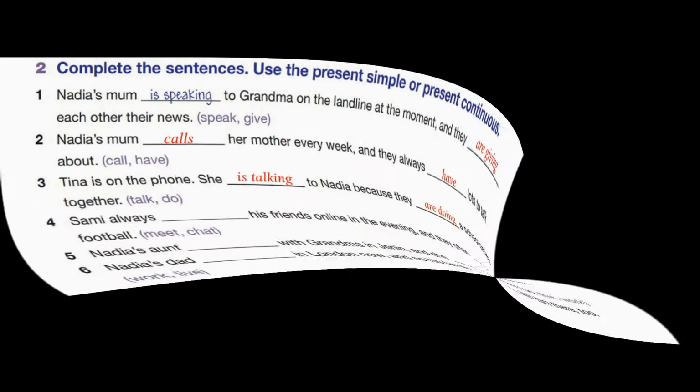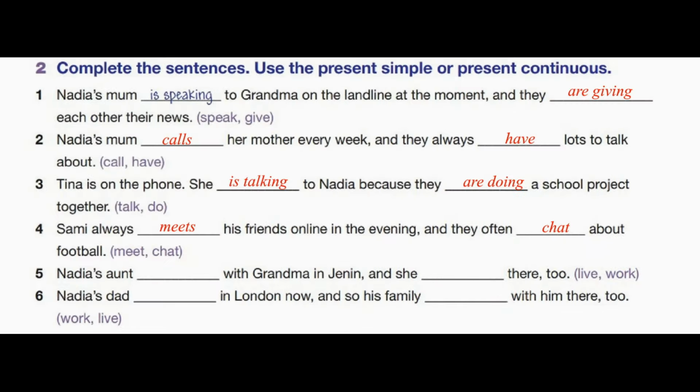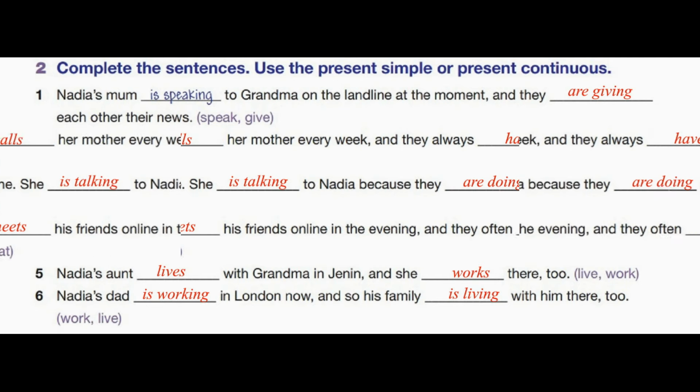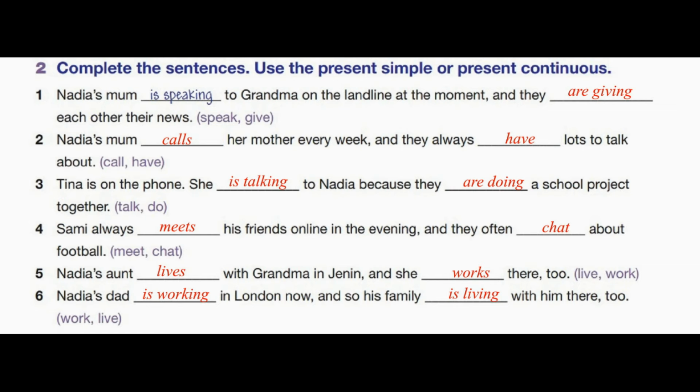Talk, do. Sammy always meets his friends online in the evening, and they often chat about football. Meet, chat. Nadia's aunt lives with grandma in Jenin, and she works there, too. Live, work. Nadia's dad is working in London now, and so his family is living with him there, too. Work, live.